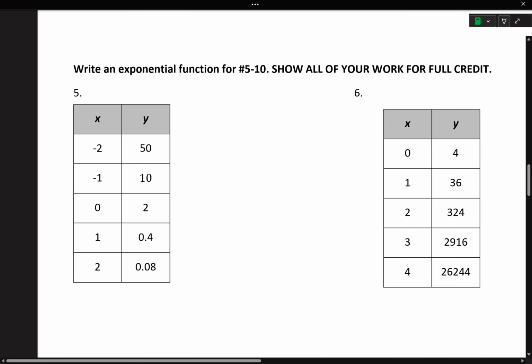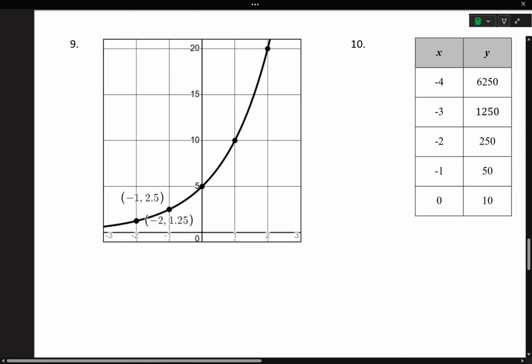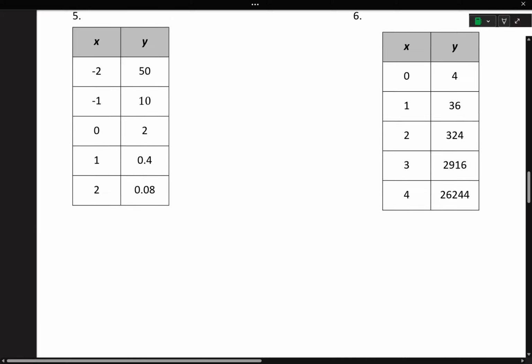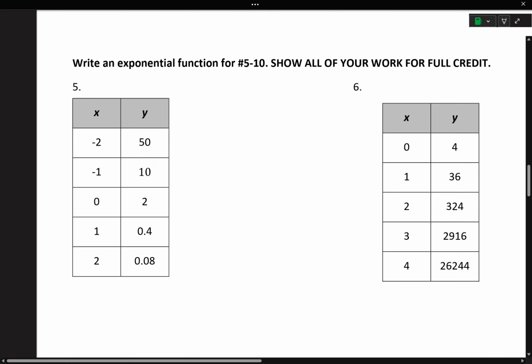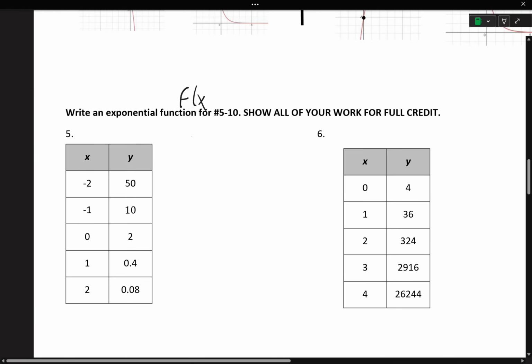All right. Number 5 and 6, we're going to find, 5 through 10. Okay, so we got graphs and we've got tables. We're going to write an exponential function. Reminder that exponential functions are f of x equals a times b to the x. A is our y-intercept and b is our pattern. We find our pattern by doing y2 divided by y1. So all this takes is identifying the y-intercept and a little bit of division.